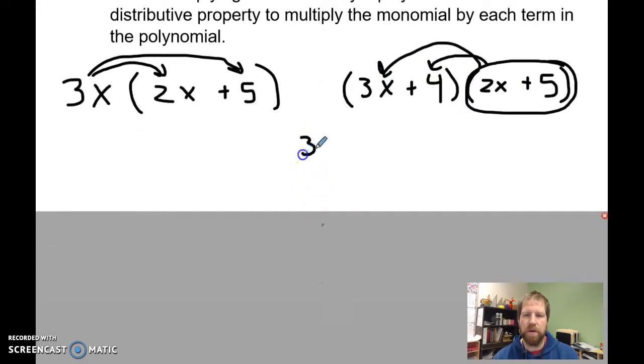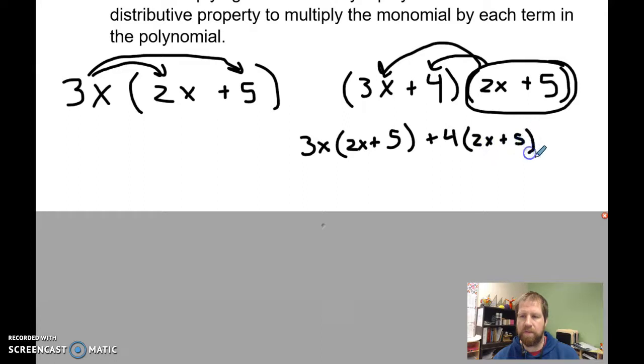So we end up with 3x times 2x plus 5 plus, okay, because these are both plus, these are both positive, 4 times 2x plus 5. Okay, and you can see now we have our two cases where we have a monomial times a polynomial, and we could do this problem with the distributive property.